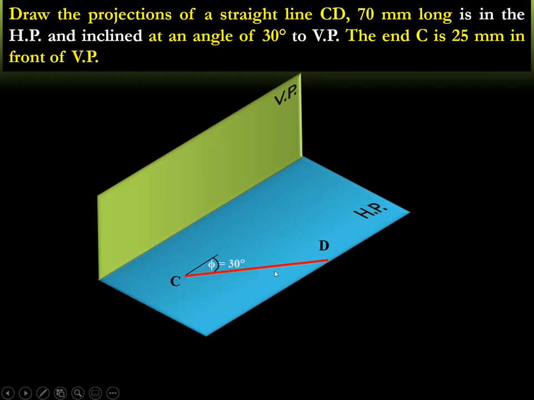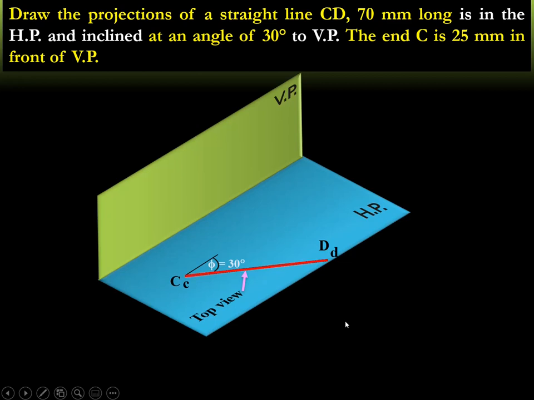To obtain the top view of the line capital CD, we need to observe the line from the top and the line needs to be projected onto the horizontal plane. Since the line is already located on the horizontal plane, we need not project it further and the same line will become its top view. And the top view must be denoted using the corresponding lowercase letters cd.